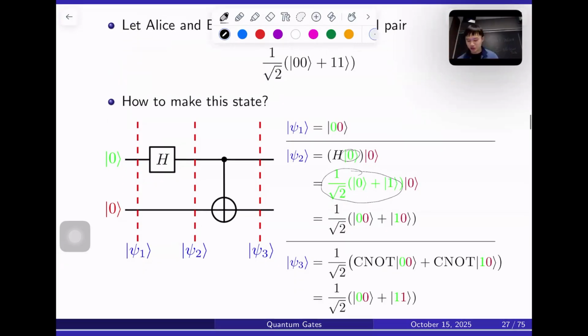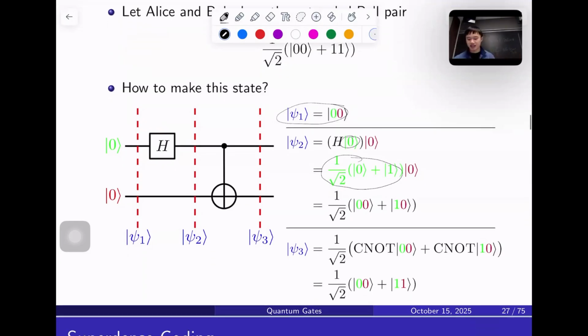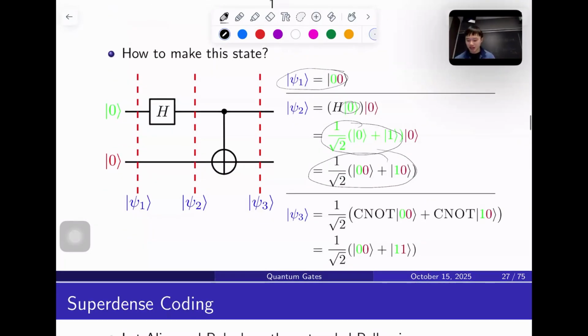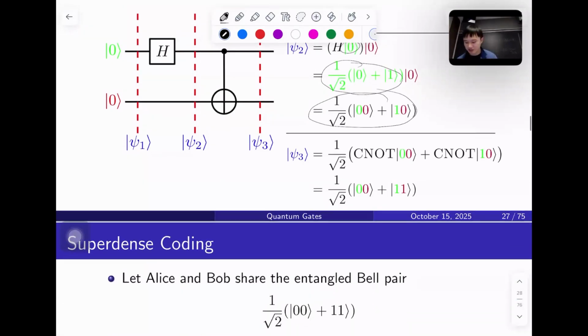So just to work through the math really quick, if we start with the 0, 0 state, which is like we both have a qubit prepared in the 0 state, and then I apply an H, we get this resulting state and we expand out the tensor product. And then I apply a C-NOT from my qubit to the other qubit, and then we're going to have this state, which you can verify.